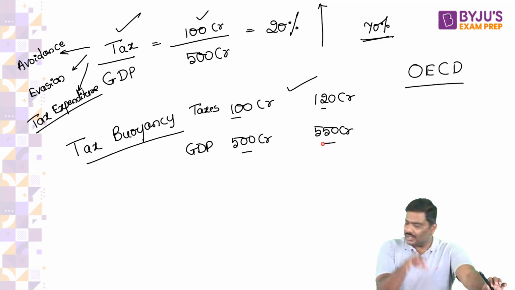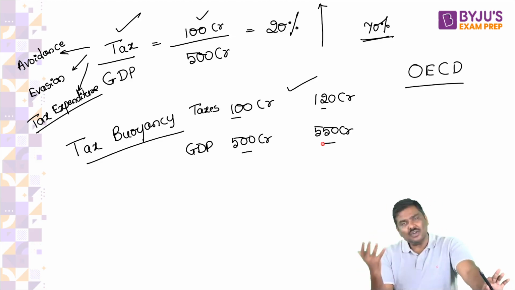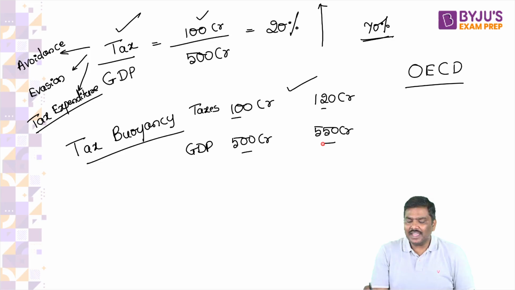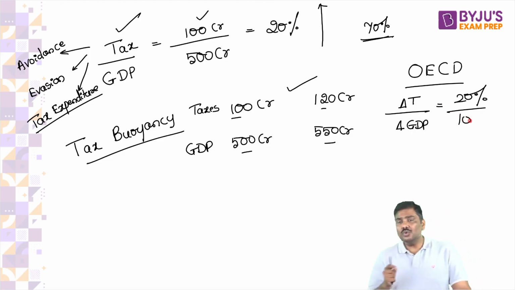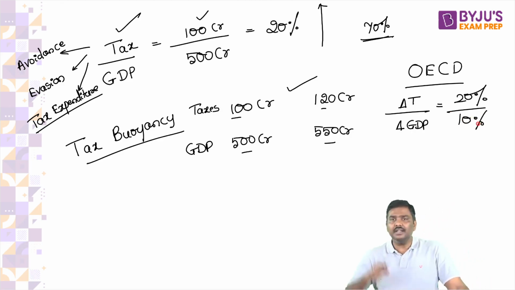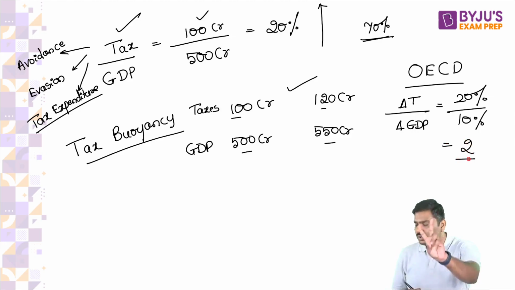Taxes will increase from 100 to 120 crore. GDP will increase from 500 to 550 crore rupees. Can I say tax buoyancy? The formula is simple. Tax buoyancy is the percentage change in the tax divided by the percentage change in the GDP value. That is nothing but 20% divided by 10%. Any difficulty? Use the calculator. So the numerator will change by 20%, the denominator by 10%. Can I say tax buoyancy is 2 times?